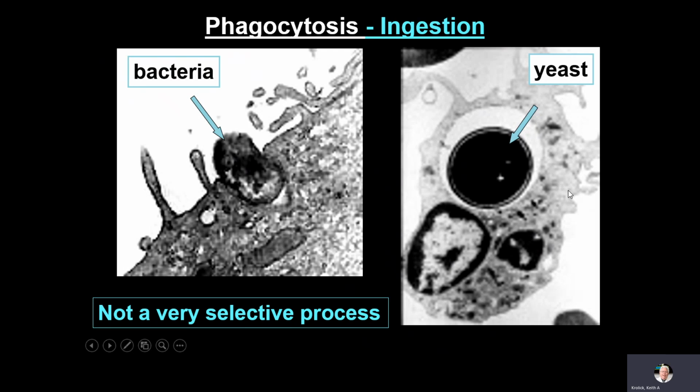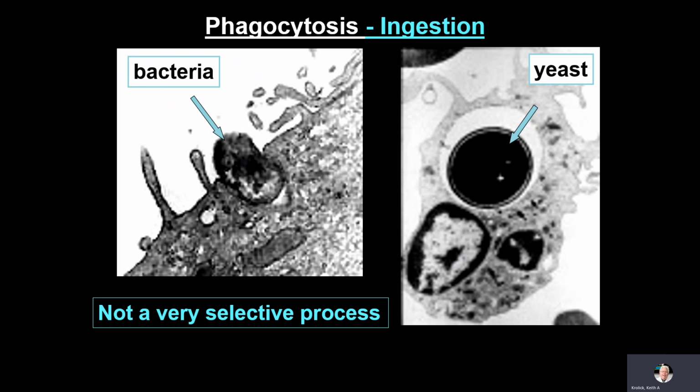Sometimes particles are ingested that are half the size, half the volume of the phagocytic cell. I've even seen some pictures where the ingested particle pushes the nucleus of the phagocytic cell right out of the phagocyte. This is not a very selective process, by the way.